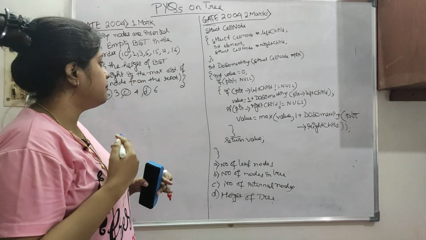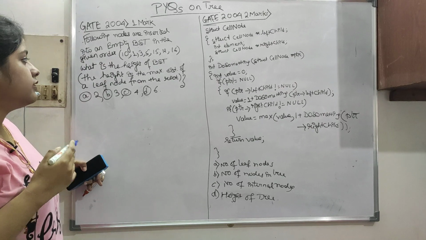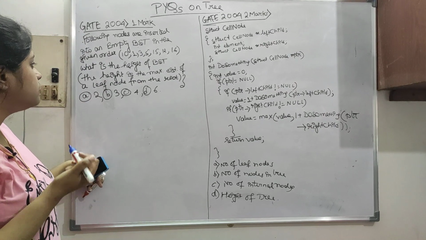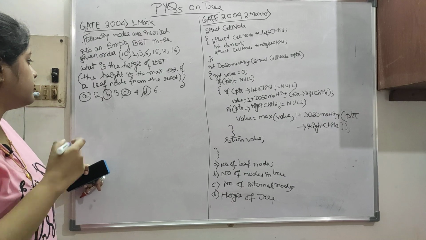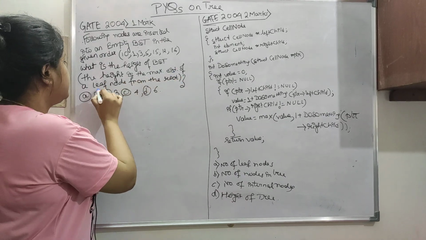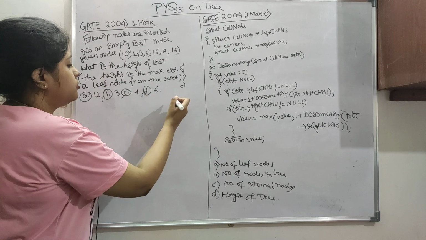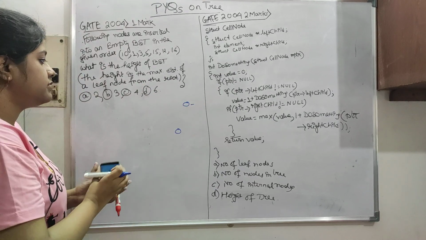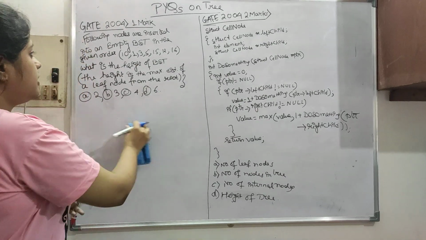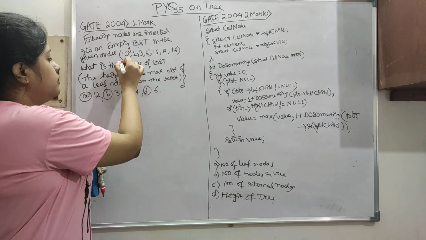Because the height is defined differently in different textbooks, it is always mentioned in the GATE question what they are asking. Here, the height is the maximum distance of a leaf node from the root node. Leaf means at the end and root means at the top. So what is the height of this tree after making the tree in this order?